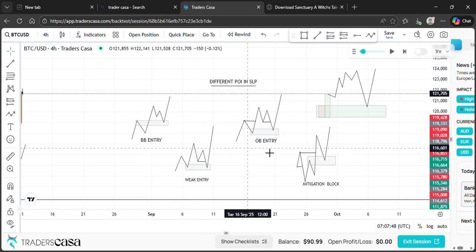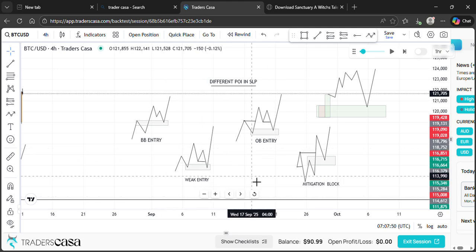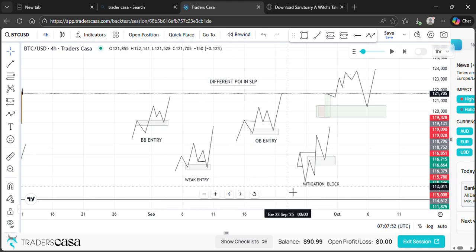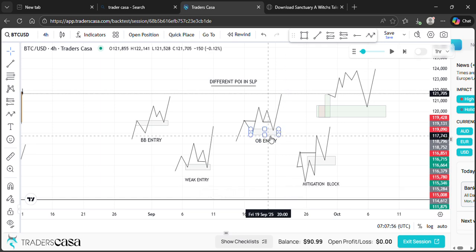We have the breaker block, order block, weak entry, and the mitigation block entry. So we have the breaker block. We'll come into the breaker block. What's a breaker block? A breaker block is a failed order block. That's the simplest definition of it. You don't need to complicate it. It's just a failed order block.